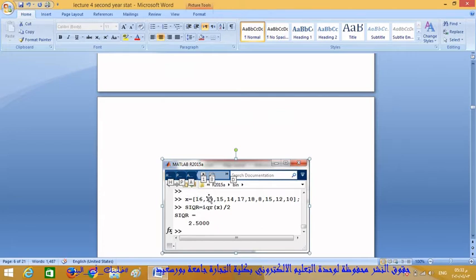Using MATLAB, put X equal to the data set and SIQR equal to IQR of X divided by 2. So we used here the function IQR, interquartile range, and we divide IQR by 2 to get the semi-interquartile range.